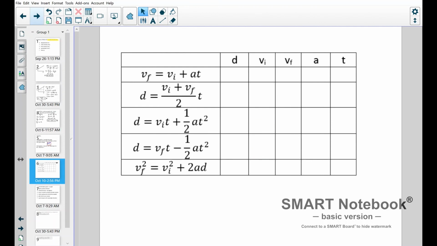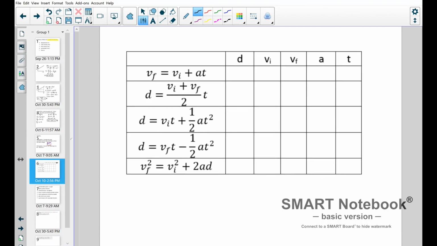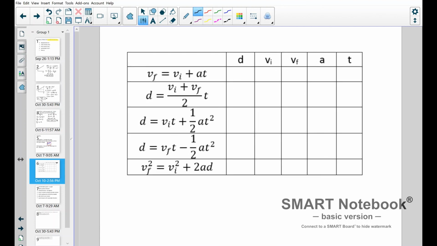Now you might be wondering, why do we need all 5 of these? What is the point of having each one? And the reality is that each one has and is missing different quantities. So for example, that top one there has VF, it has VI, it has A, and it has T. This equation would not be useful if I was given the displacement or if that was what I was trying to find.